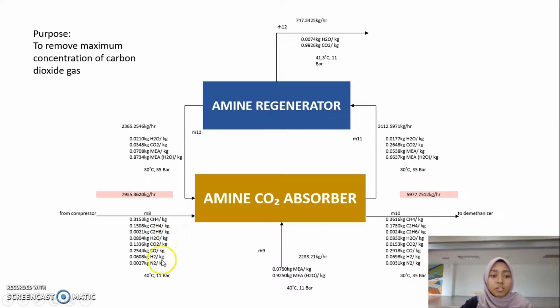So from here, it is at 40 degrees Celsius and 11 bar. Same here, but the outlet stream here is 30 degrees Celsius and 35 bar. And lastly here, 41.3 degrees Celsius and 11 bar. Okay. All these components are in gas phase, except for M9. So M9 and M12 are in liquid phase.